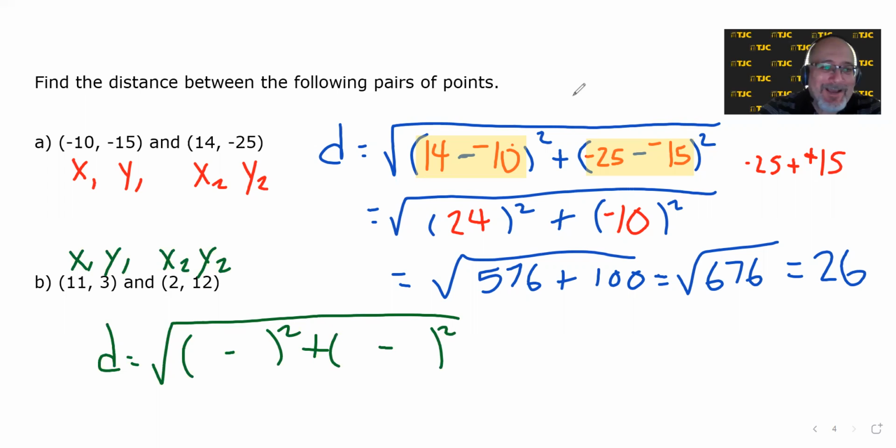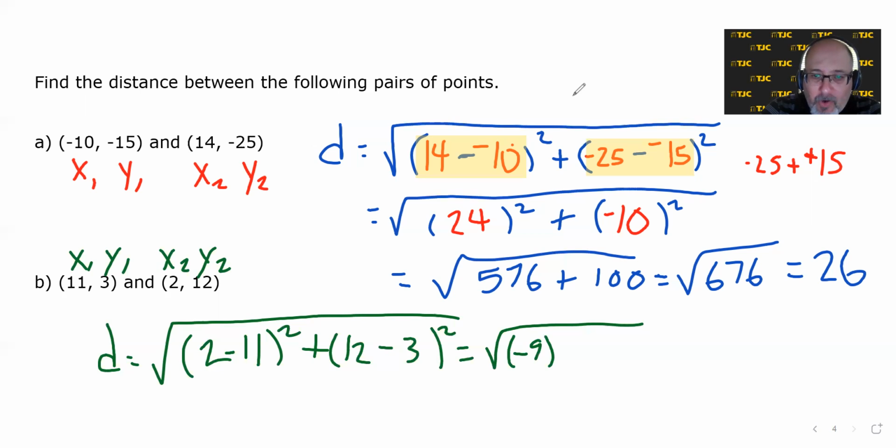All right, on the x side, the second x is 2, the first x is 11. And on the y side, the second y is 12 and the first y is 3. Let's see where that takes us. The answer to the first subtraction problem, 2 minus 11, is negative 9. That still gets squared. And remember, when you square a negative, it does have to be in parentheses. And speaking of parentheses, in the other parentheses, 12 minus 3 is 9, which doesn't need parentheses, but I'm going to write it just to be consistent.